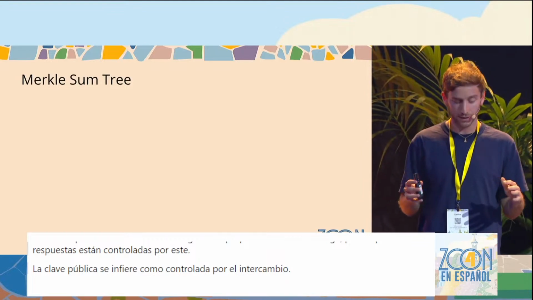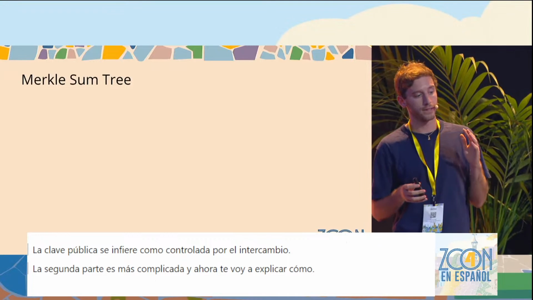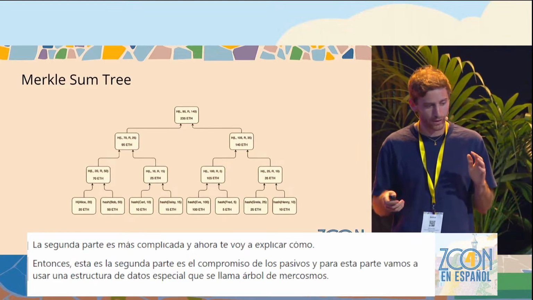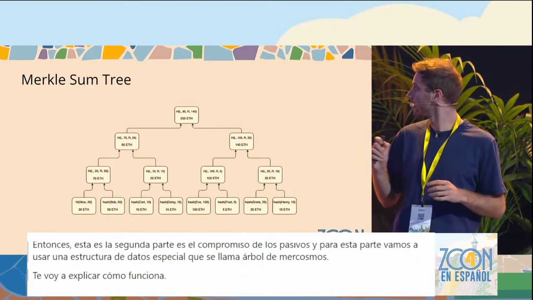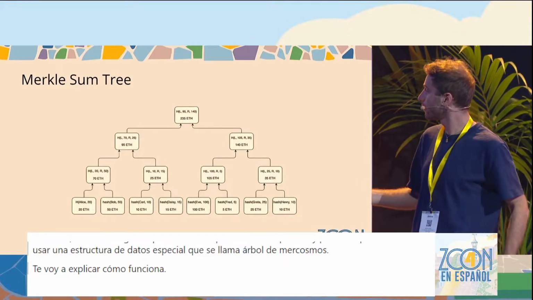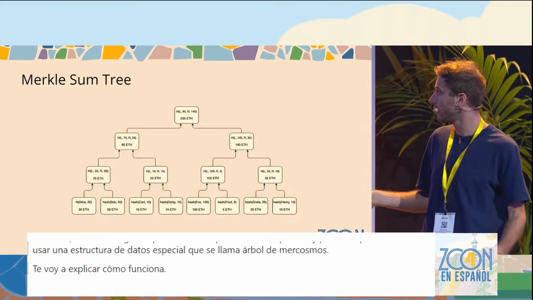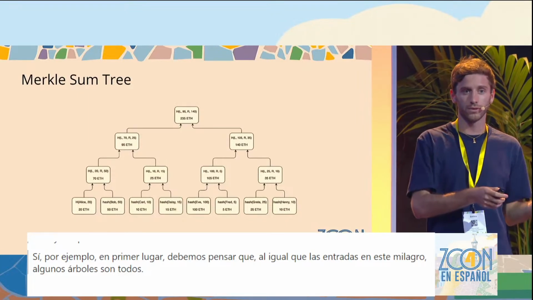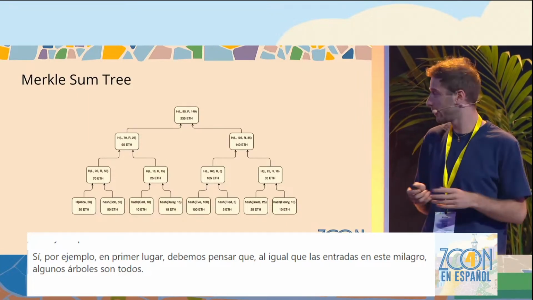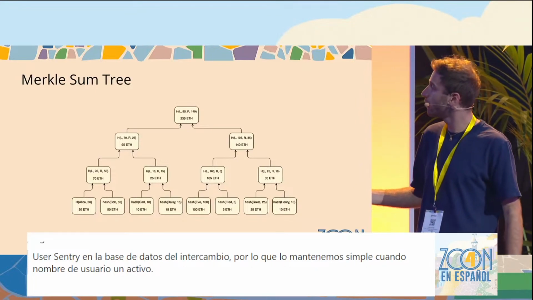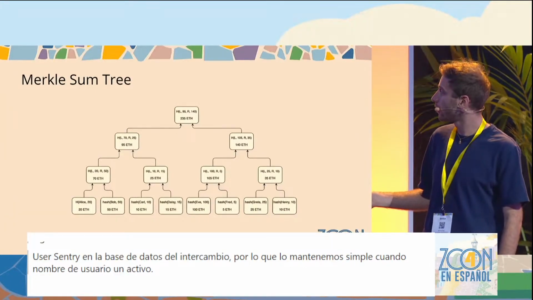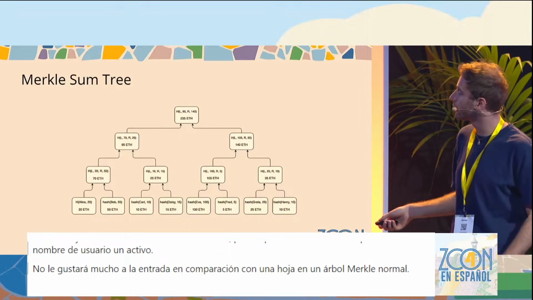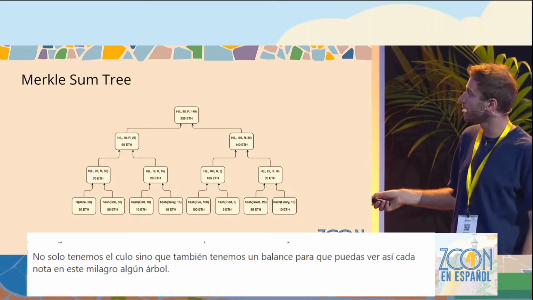The second part is more tricky, and now I'm going to explain how. This second part is the commitment of the liabilities. For this part, we're going to use a special data structure called the Merkle sum tree. Now I'm going to explain how it works. First of all, we need to think that the entries in this Merkle sum tree are all the users' entries in the database of the exchange. So we keep it simple: one username, one asset, not many currencies. Compared to a leaf in a normal Merkle tree, we not only have the hash, but we also have a balance. So you can see that each node in this Merkle sum tree stores a hash and a balance.